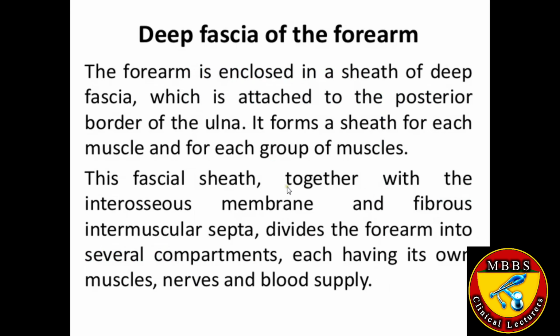The deep fascia of the forearm is enclosed in a sheet of deep fascia which is attached to the posterior border of the ulna. It forms a sheet by which each muscle and group is separated. This fascial sheet, together with the interosseous membrane and the fibrous lateral intermuscular septum, divides the forearm into several subcompartments of the anterior as well as the posterior compartment, and they allow the passage of the blood vessels and the nerves.